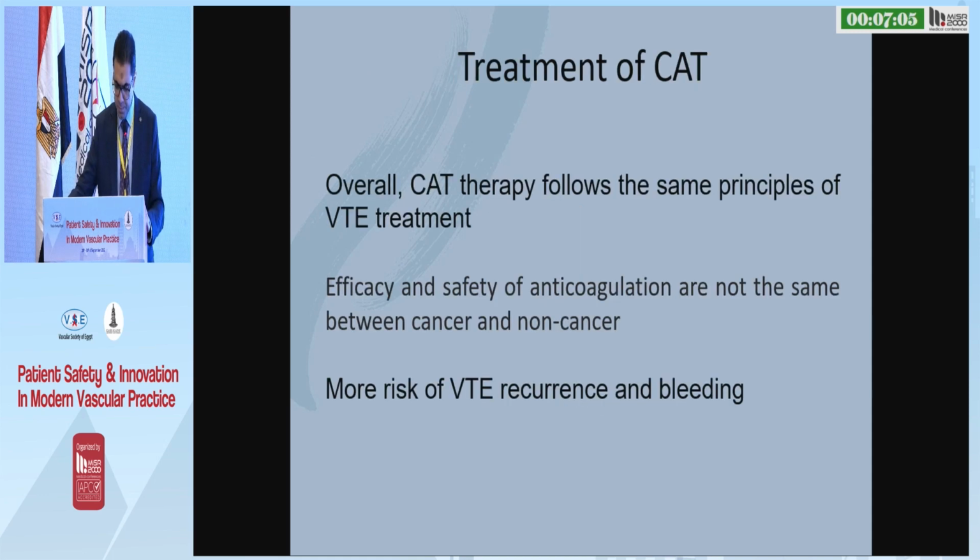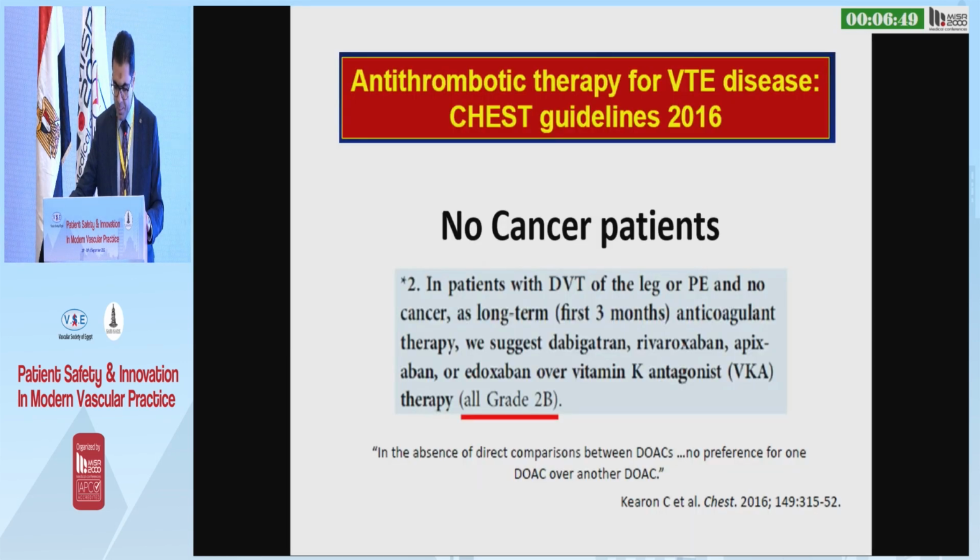Cancer-associated thrombosis. Overall, the treatment of cancer-associated thrombosis follows the same principle of the treatment of VTE. But as any fragile patient, the efficacy and the safety of anticoagulation are not the same. There is also more risk of recurrence and more risk of bleeding.